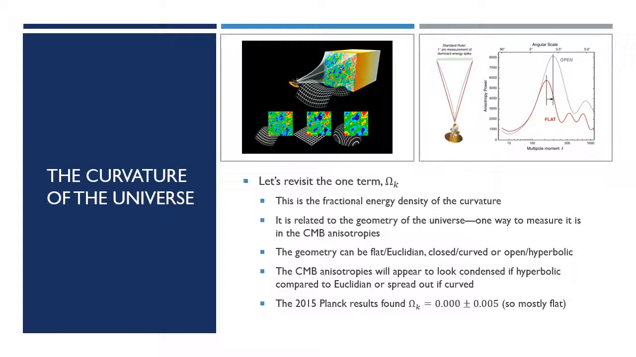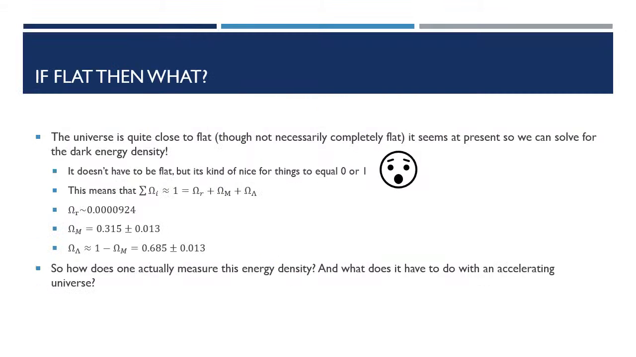So if the universe is flat, what does that mean for the other stuff in there? Well, basically, it means that the fractional energy density of the other stuff has to add up to 1.